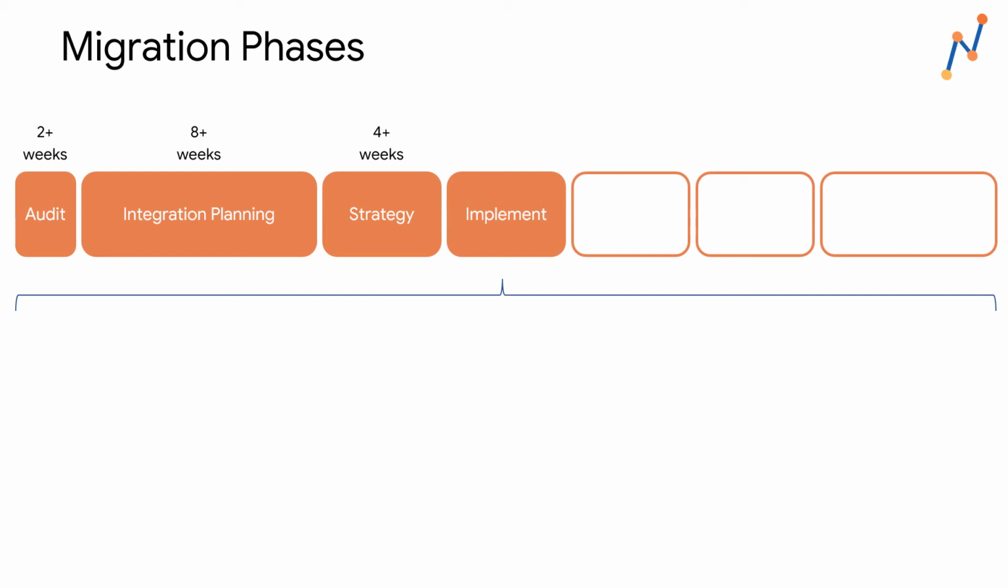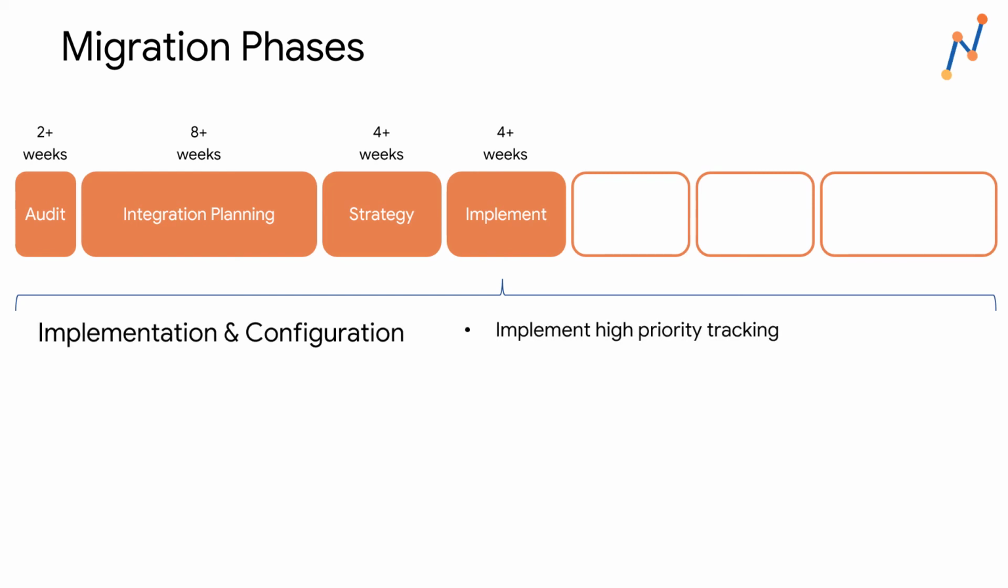So the implementation phase will also not be too time consuming, but you should calculate with up to 4 or even more weeks depending on the scope of your plans and the amount of work to be done. That said, you will have to take care of implementation and configuration, which means to implement high priority tracking according to your tag implementation plan and to configure GA4 according to the GA4 setup checklist.